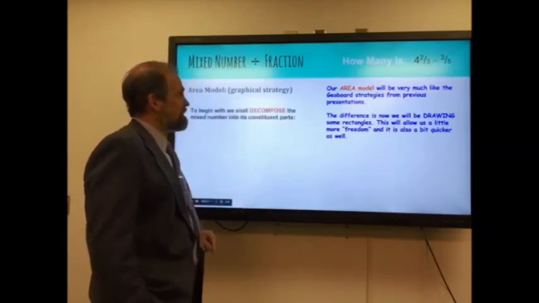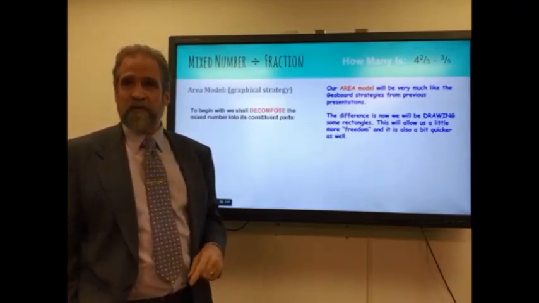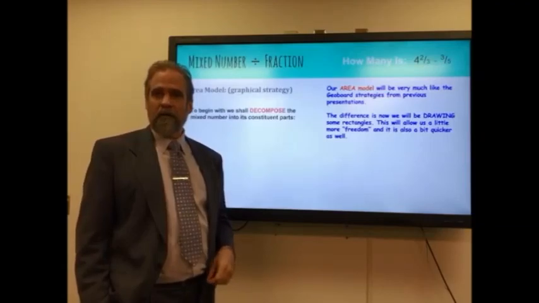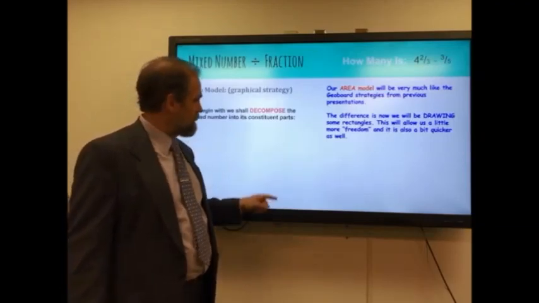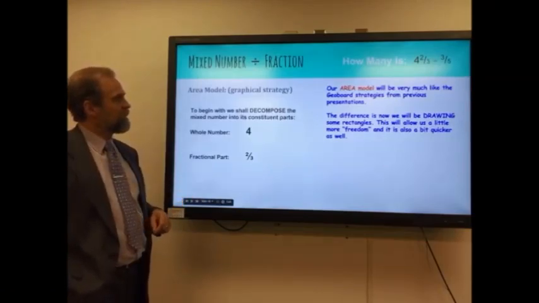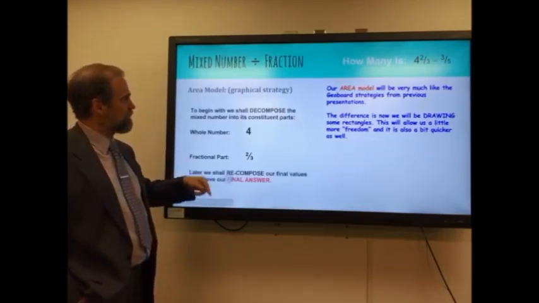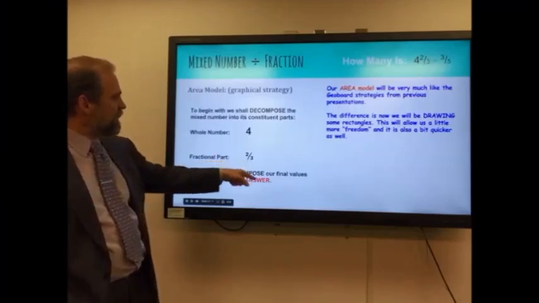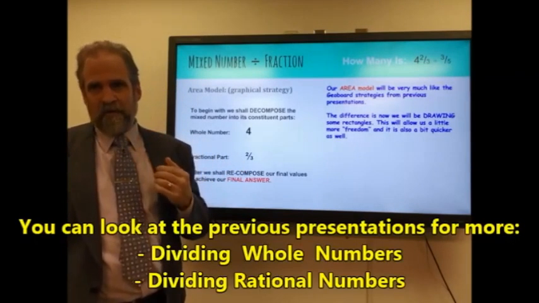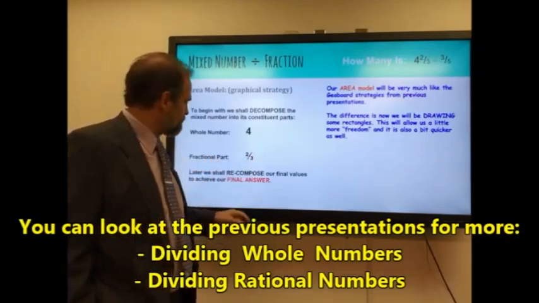So I'm going to begin by decomposing the 4 2/3, which means I'm going to break it into easy, friendly numbers, the friendliest being 4 and the 2/3 part as a separate. Okay? So the whole number part and the fractional part. And I'm going to do the division for each. Okay? So later we will recompose those two divisions and get our final answer. Recompose just means to put them back together.